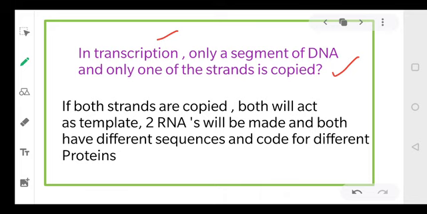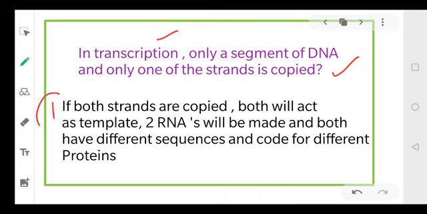In case of transcription, only some segments of DNA are transcribed, and only one strand of the DNA is copied. Okay, DNA is made up of a double helical structure, so it has two strands. So why is only one strand copied? So dear students, I'll be discussing the answer.